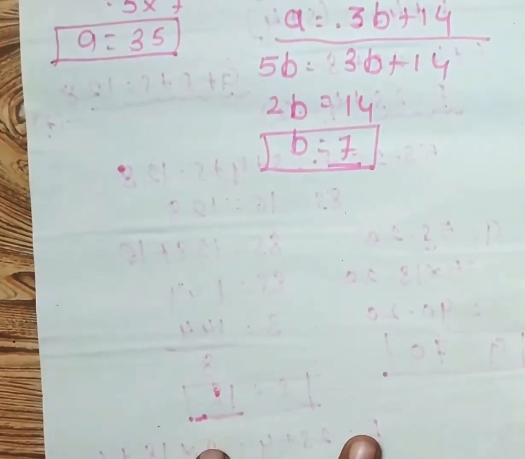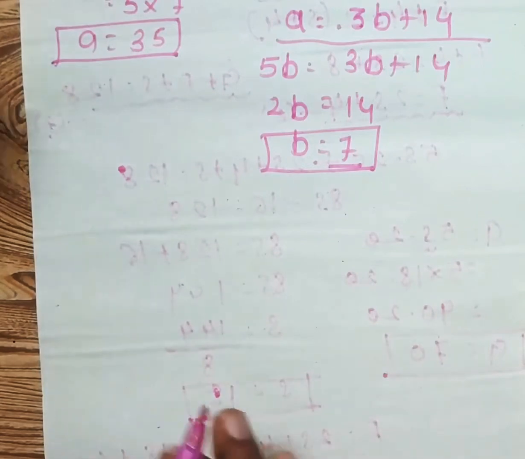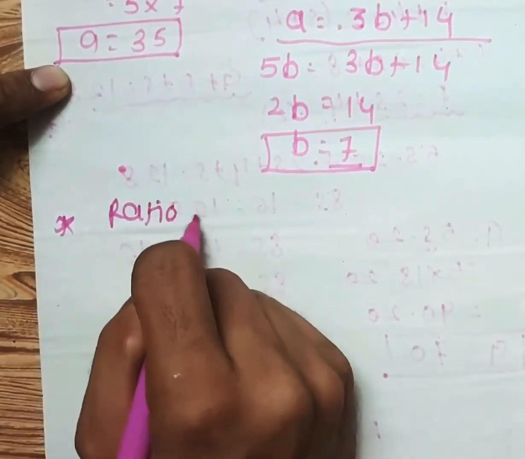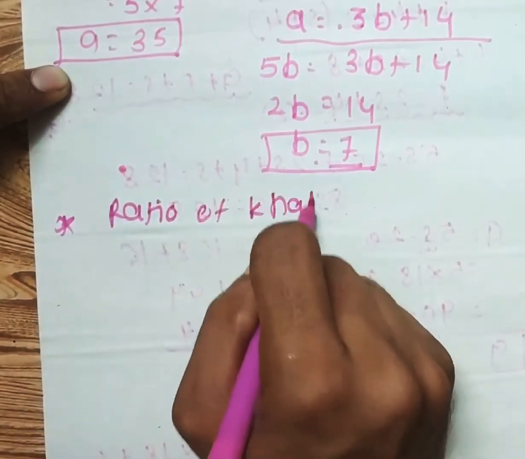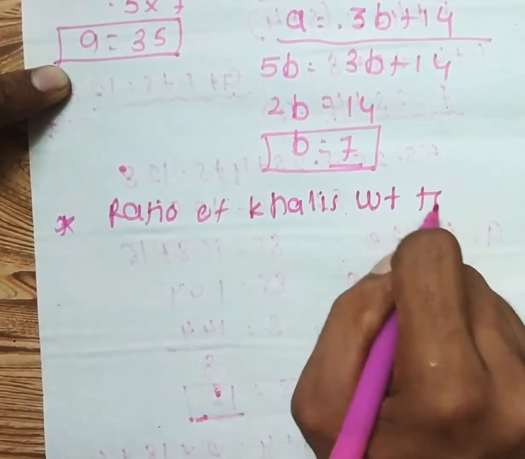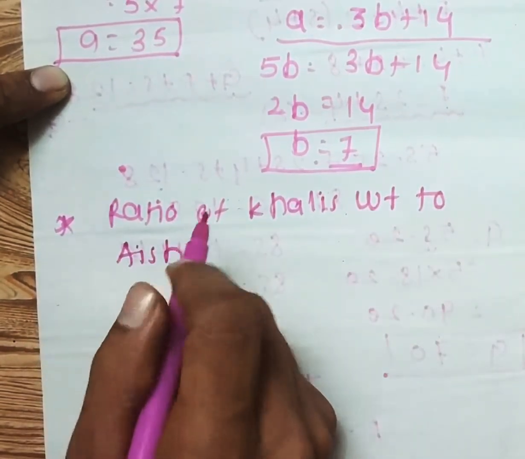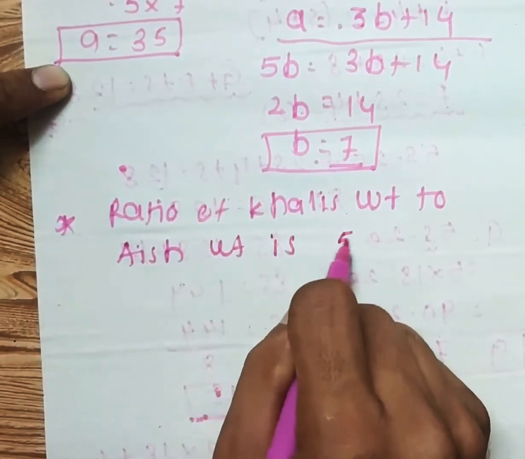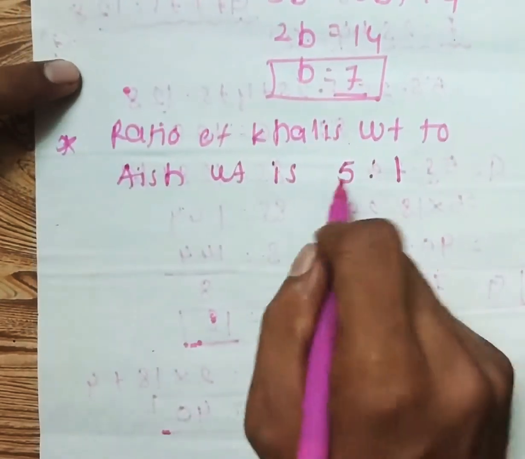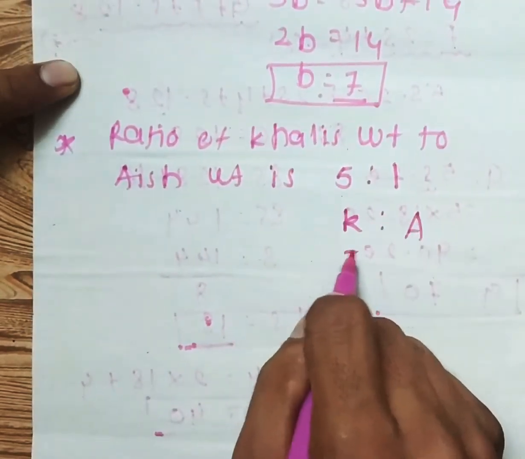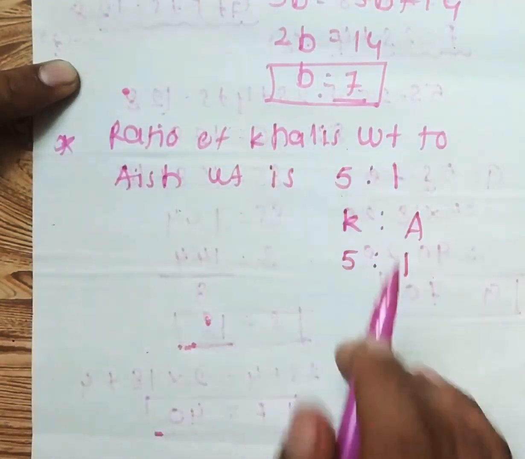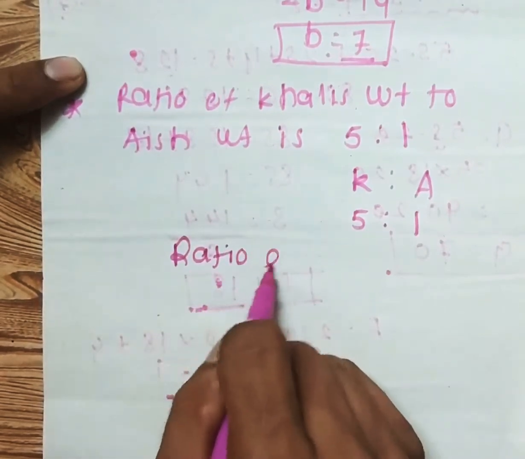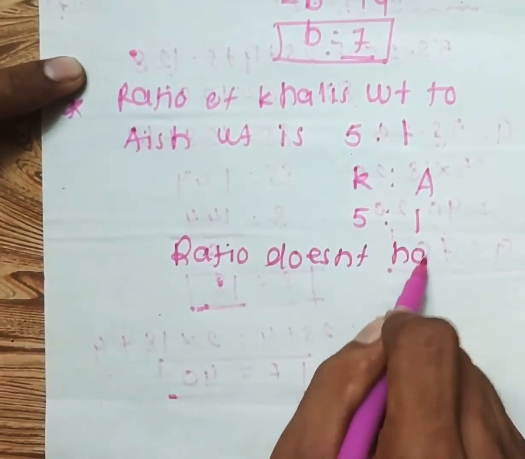Now let's see, I want to discuss one important point with you. If I say the ratio of Khalid's weight to Aishwarya's weight is 5:1, the ratio of Khalid to Aishwarya is 5:1. This is the ratio, and we know that a ratio doesn't have any unit.